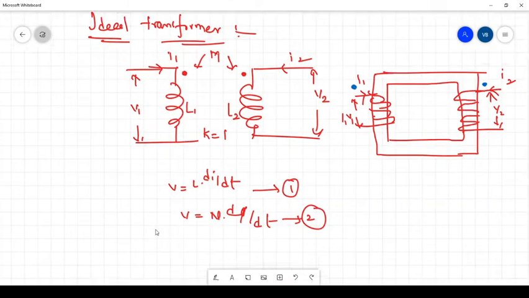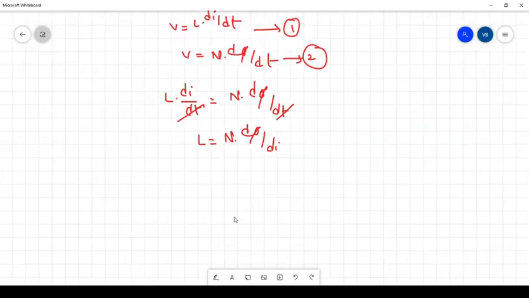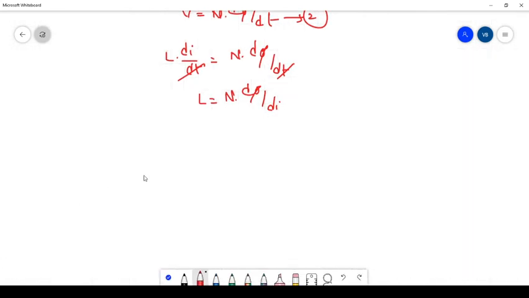So we can equate these two. When you equate them, what do you get? L into di by dt is equal to n into d phi by dt, where dt will cancel out. So inductance L is equal to n into d phi by di. But what is the flux? Flux phi we can take as the number of turns into current divided by reluctance.